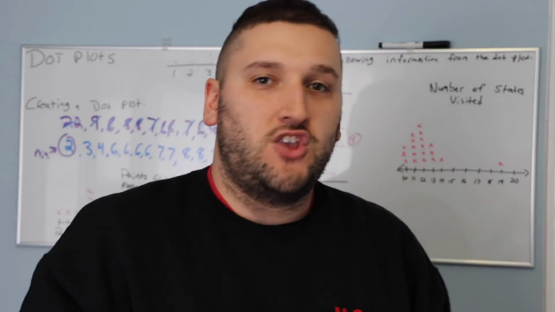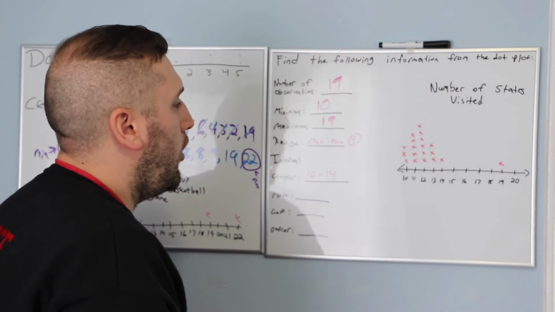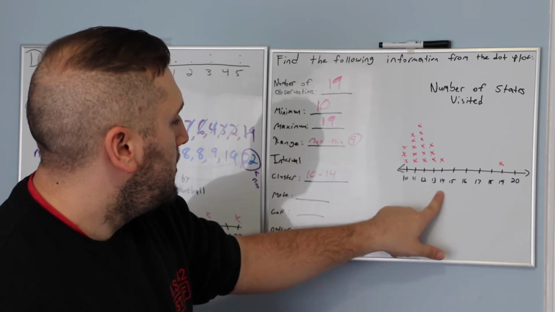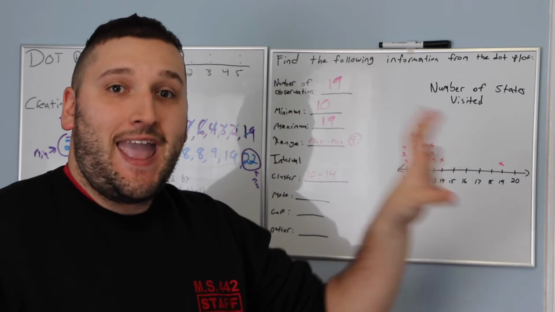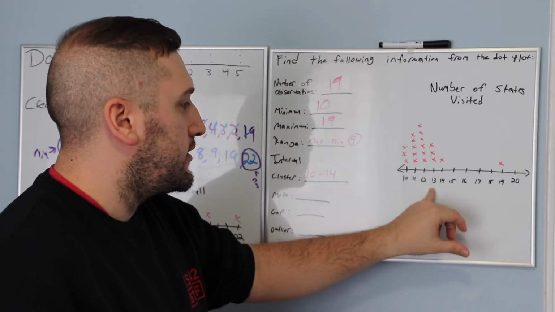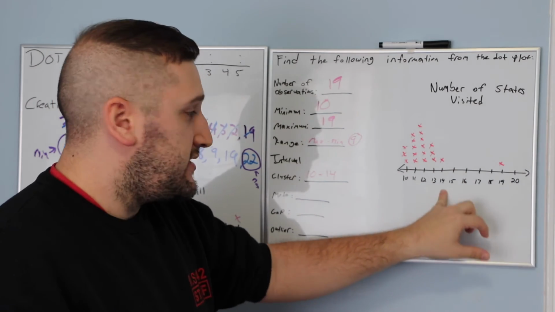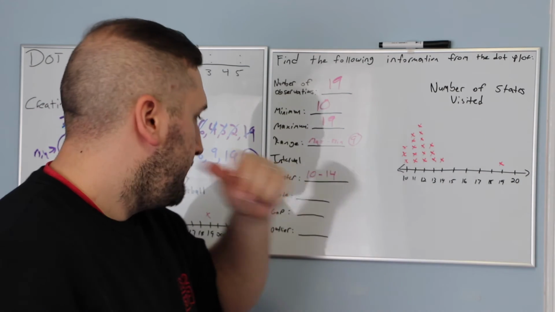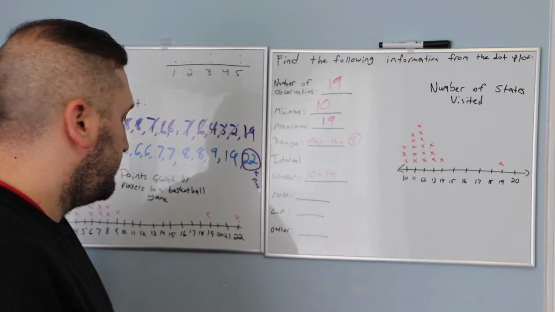Okay? And when you talk about clusters, you always want to go, I know 14 only has one data point there, but your cluster should always start and end where there's data, right? You can't say your cluster is 10 to 13 because 14 still has data there, so that needs to be included in your cluster, okay? So our cluster is 10 to 14.